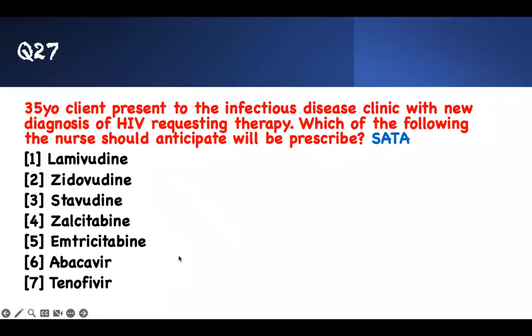Select and apply. Which of the following should the nurse anticipate will be prescribed? A 35-year-old client presented to the infectious disease clinic with a new diagnosis of HIV requesting therapy. So I've been diagnosed with HIV and I need some medication. What do you anticipate? This is pharmacology.